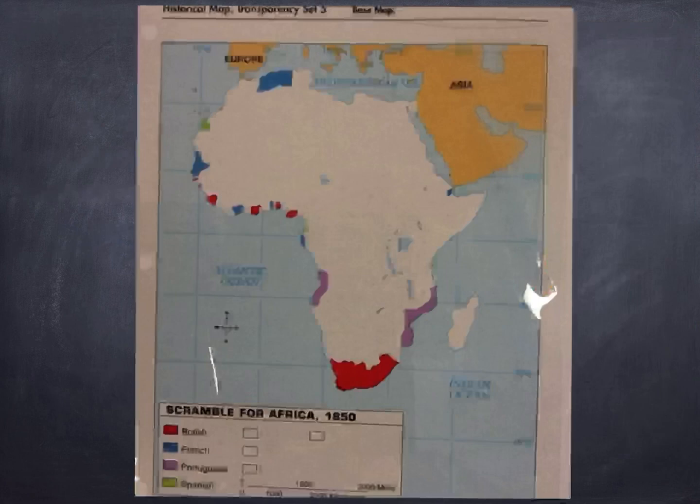Now, this is imperialism in Africa in 1850. You can see the British were already in South Africa. You can see that there's some red British claims along the Ivory Coast in the western part of Africa. You can see a little bit of the French. You can see a little bit of the Portuguese, which stems from the Portuguese age of exploration, where they stopped over in the southeast part of Africa to supply their ships before going across the Indian Ocean over to India in search of spices, if you recall that. And you can see the Spanish are there a little bit.